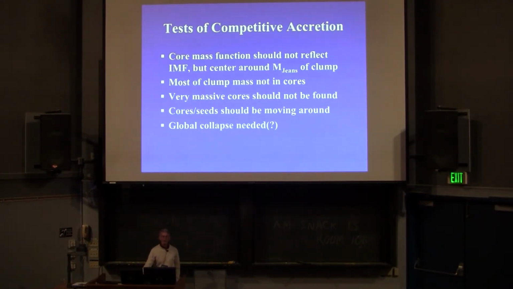In this case, the core mass function should not reflect the IMF, but should center around the Jeans mass of the clump. The idea is that the initial Jeans mass of the clump sets the mass scale, and you make a lot of these little Jeans-mass things, and then they compete. So most of the clump mass would not be in cores, but would be in a more distributed medium. You shouldn't find these very massive cores. And these cores or seeds should be moving around, scouring up the mass.